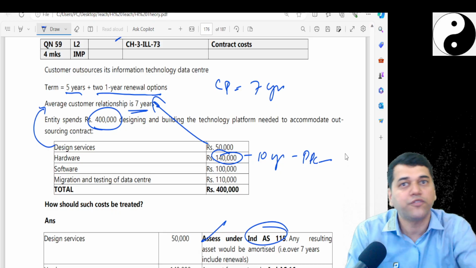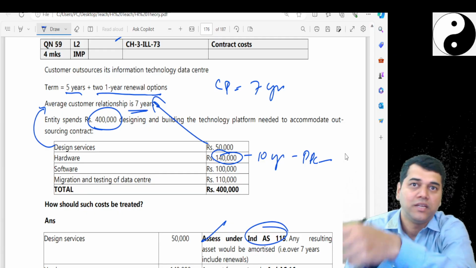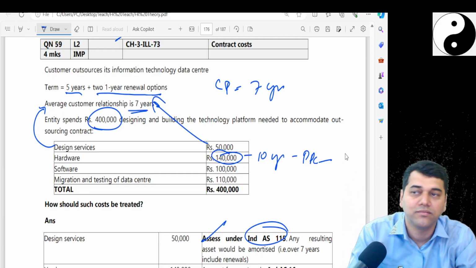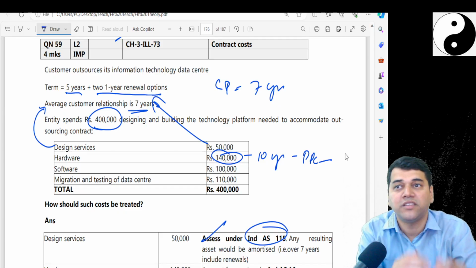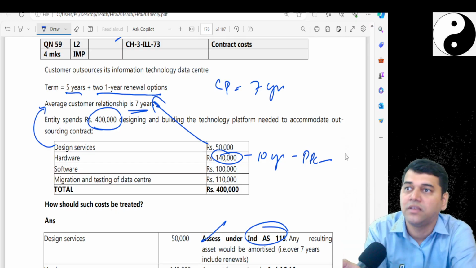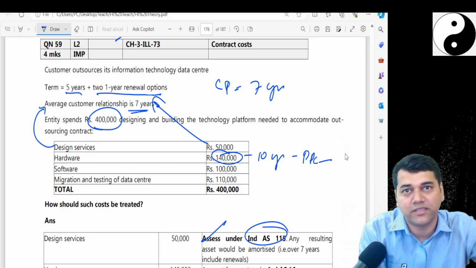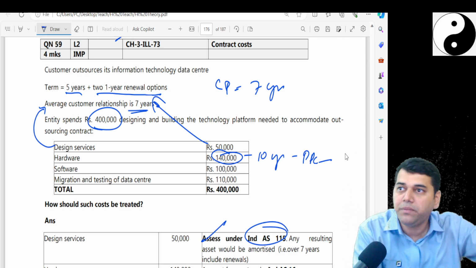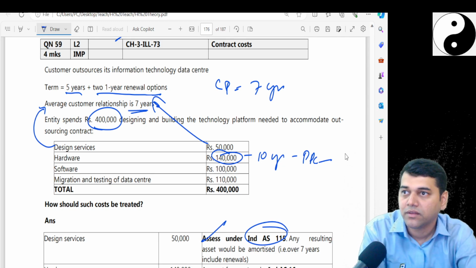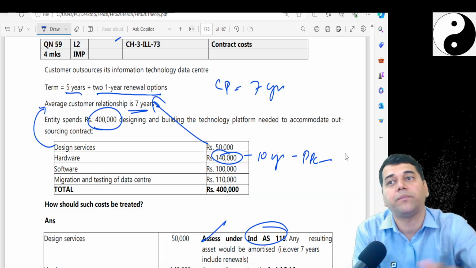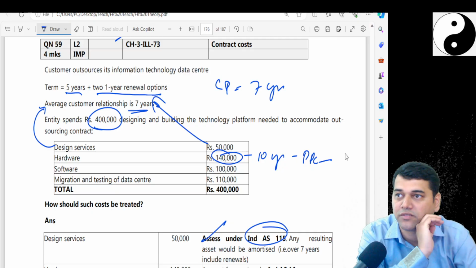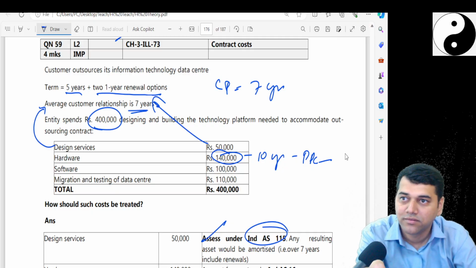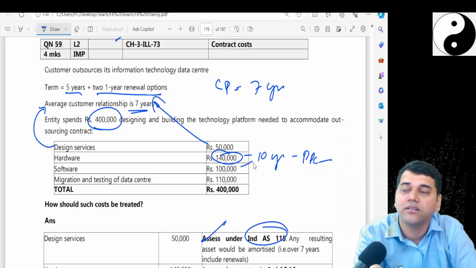Because whether you use it for the contract or you don't use it for the contract, the asset is getting depreciated. So, you will not treat it like a contract asset. But if this hardware is specifically meant for this and you are going to scrap that hardware after 7 years, then you say PPE, but charge depreciation over a period of 7 years. Because you are not going to keep this asset more than 7 years with you. Understood? The third one, software.